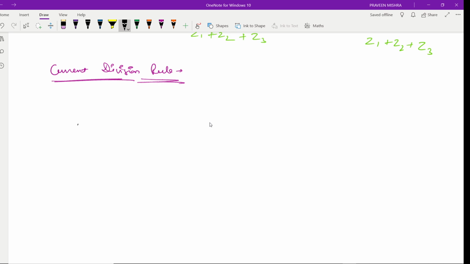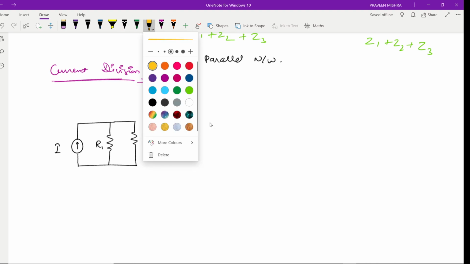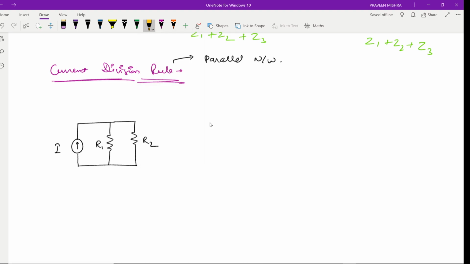In current division rule, if a current source is there, the rule is applicable for which type of network? Parallel network. Okay, the values of R1, R2 and current I are known, but you have to find out what will be I1 and what will be I2.